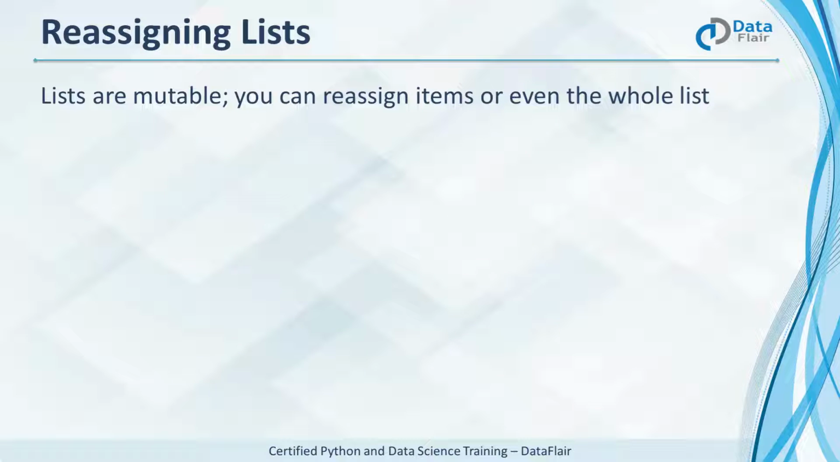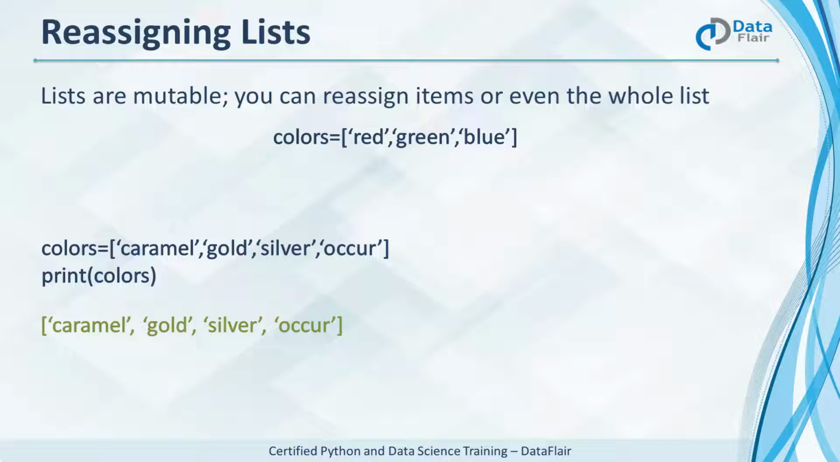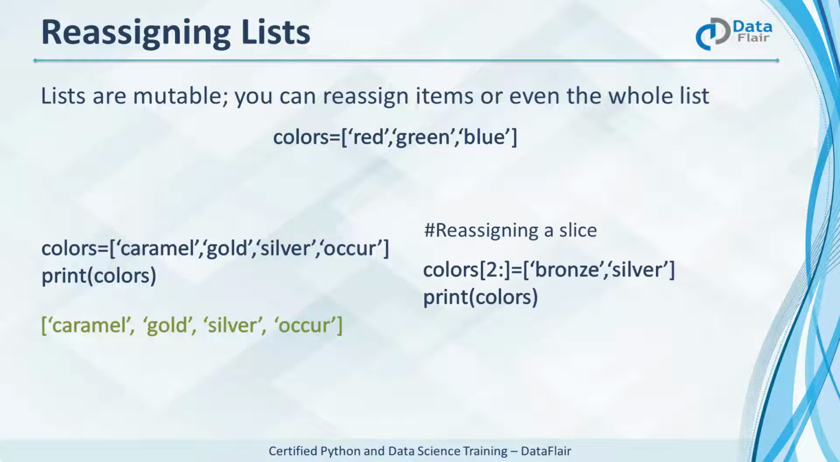Lists are mutable. What this means is that once you have defined a list, you can always change or reassign items or even the entire list at once. This is the list colors. Colors is this list now. Let's reassign just a slice. From index 2 up to the end, the new slice is the values bronze and silver. So this replaces the values silver and ochre with the values bronze and silver.